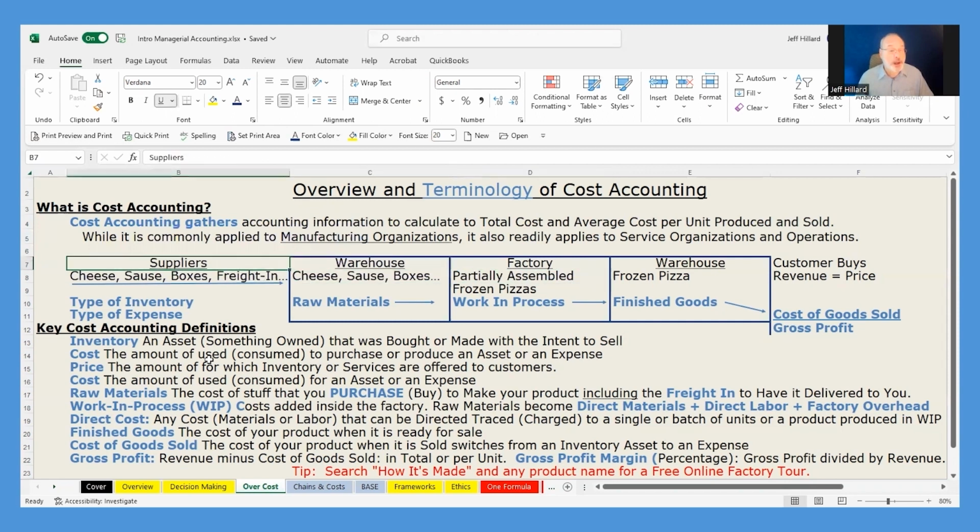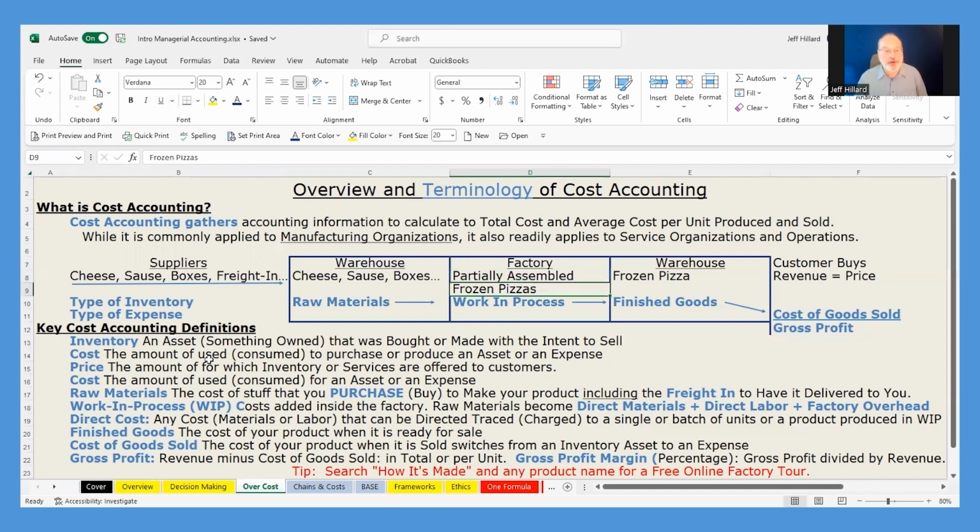So when these are purchased from a supplier, they go into a warehouse, and we're going to call this our raw materials. Our raw materials are things we use to make our product. Then we move them from the raw materials warehouse to our factory. And every business has a factory. A restaurant's factory is the kitchen.